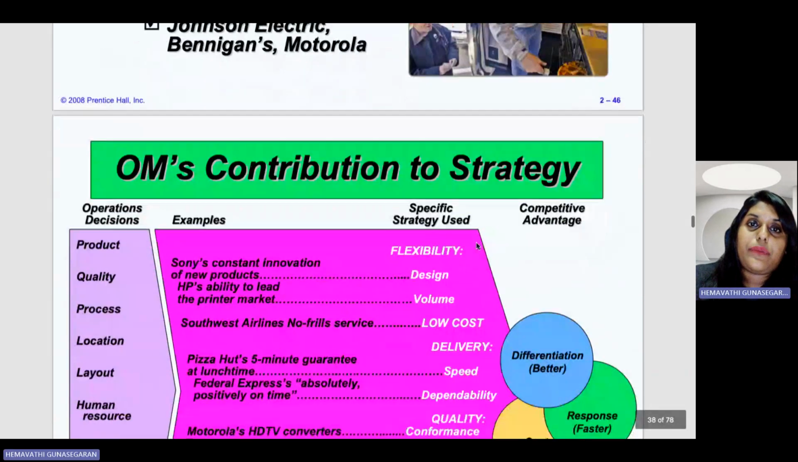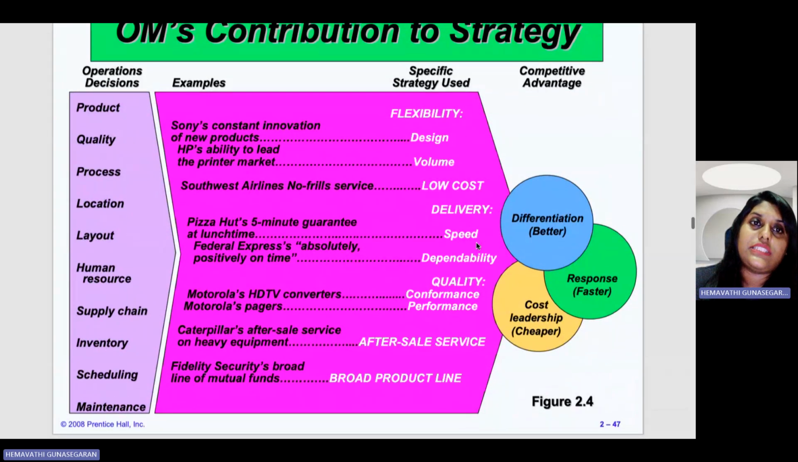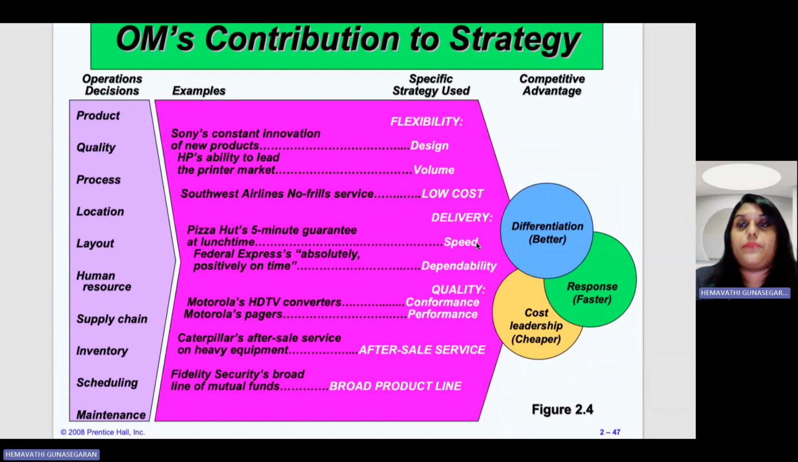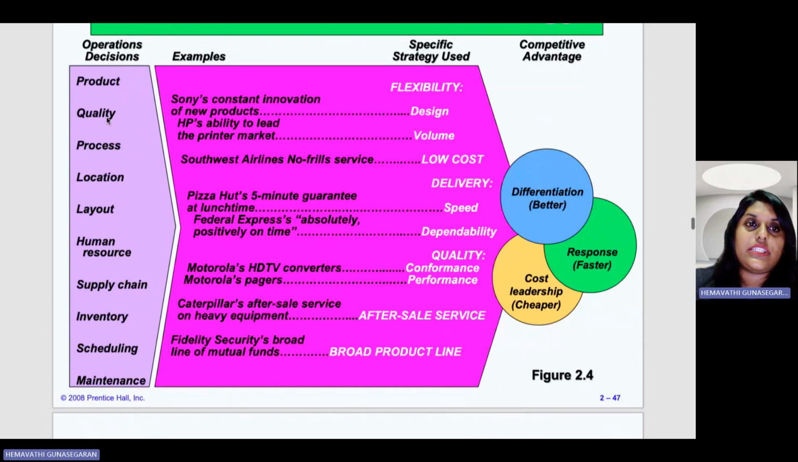Now, when we speak about OM's contribution to strategy, we have operations decision and then we have competitive advantage. All right, this is something that you need to know. All right, we have product, quality, process, location, layout, human resource, supply chain, inventory, scheduling, and maintenance. These are the sub-terms under the operation department. And then we have examples. Sony's constant innovation of new products. It is based on design.